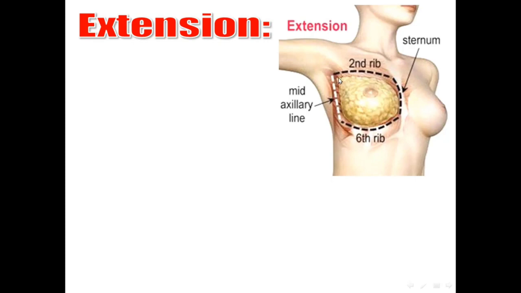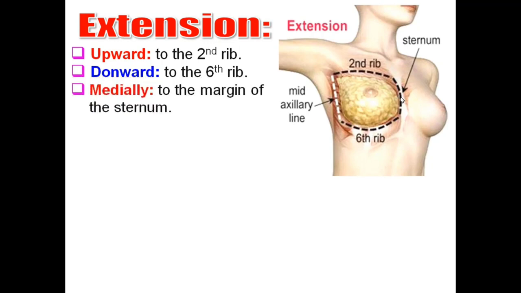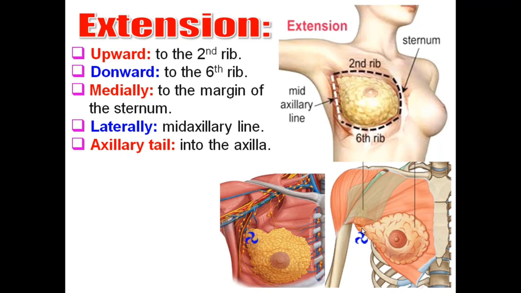Regarding the extension of the breast, it extends upward till the second rib, till the level of the sternal angle. It extends downward till the sixth rib. It extends medially till the medial margin of the sternum. It extends laterally till the mid-axillary line. How about the axillary tail? The breast tail is present in the axilla.